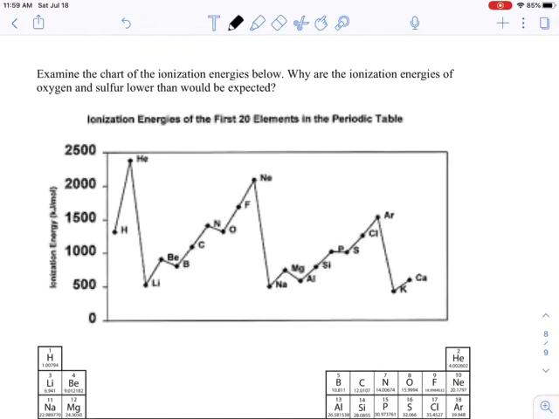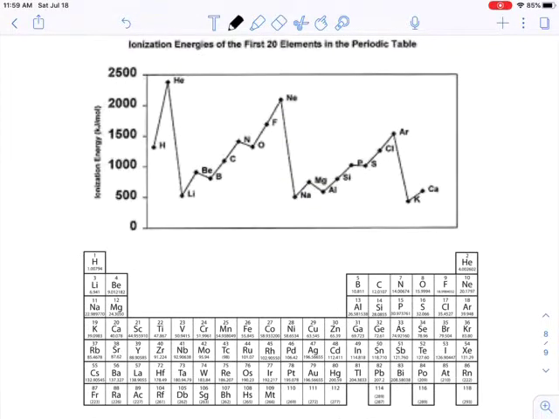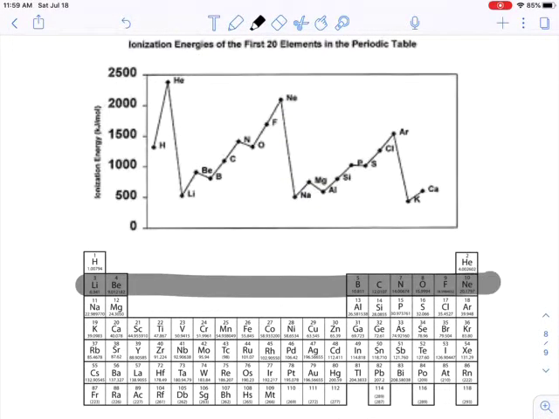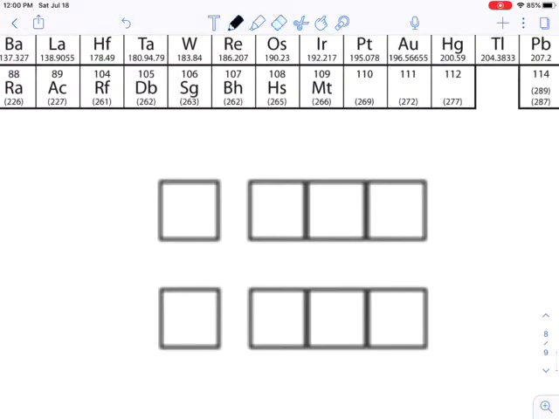Next up, it says, examine the chart of the ionization energies below. Why are the ionization energies of oxygen and sulfur lower than would be expected? We'll take a look. If you start here, for example, with the lithium row, generally speaking, these numbers are going up and up and up. But check it out, oxygen actually goes down a little bit with its ionization energy compared to where you would think it would go. You would think that the oxygen would be higher than the nitrogen, but it's not.